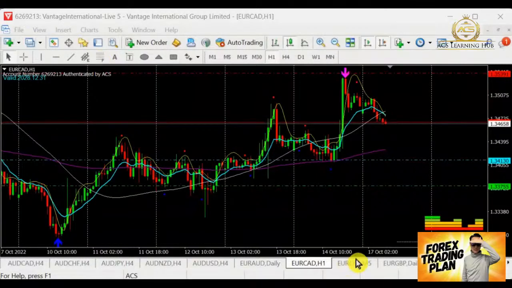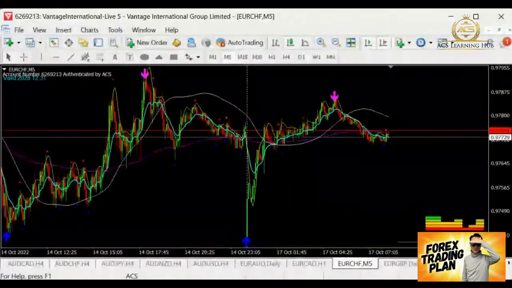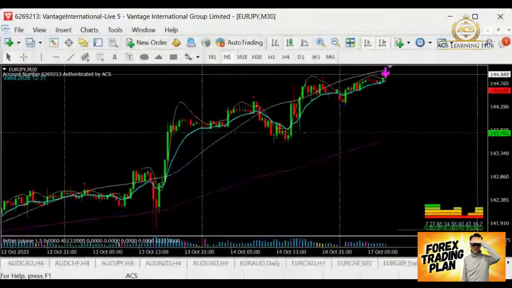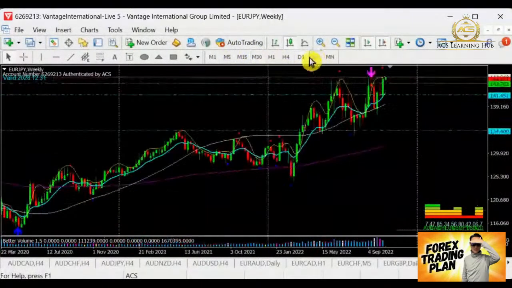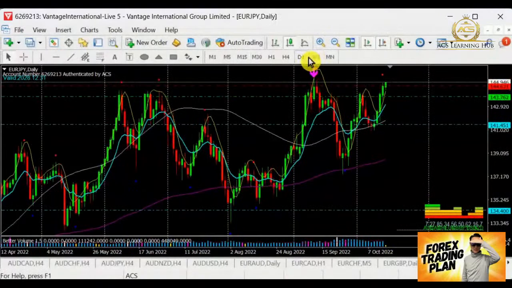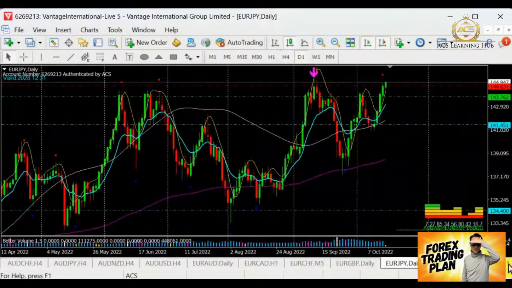Next to go, Euro yen. Let's take a look at Euro yen. We are looking out for buying. So Euro yen is still good for buying. It's still a way for sellers and buyers, you can take note.